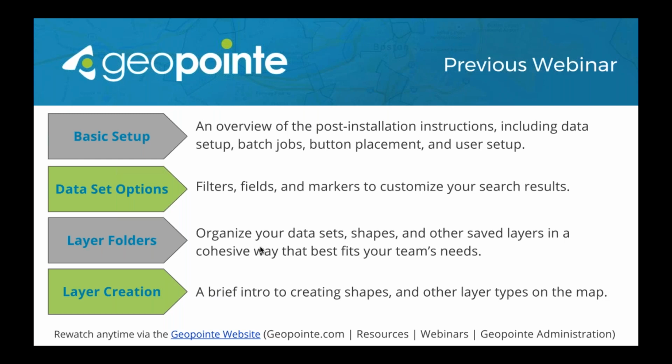We also covered some of the data set options. So that is your filters, your fields, your markers. We covered a lot of that in the last webinar. Then we switched to talking about some of our other layers. Folders, as far as getting them organized, and sharing rules to make sure that people are only seeing what they need to see on the map, as well as some of our other layer types, such as shapes and other customizations like map styles.